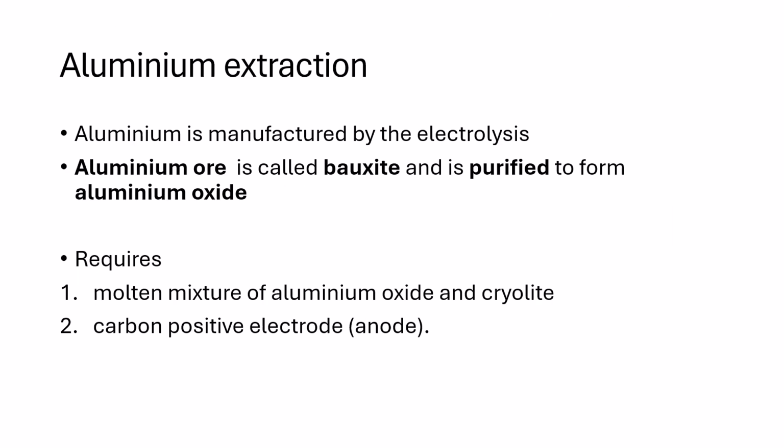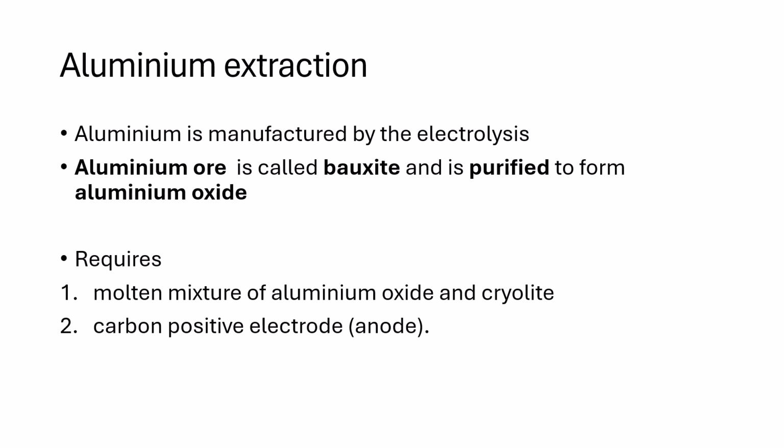So now we're going to look at the extraction and process of getting aluminium metal out of aluminium ore. Aluminium ore is what we dig out of the ground, and it's referred to as bauxite. So we need to get bauxite out of the ground, and it's purified and cleaned up until we get what's called aluminium oxide, and then we put the aluminium oxide into the process of aluminium extraction by electrolysis.